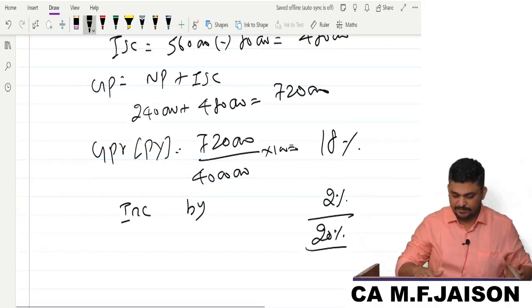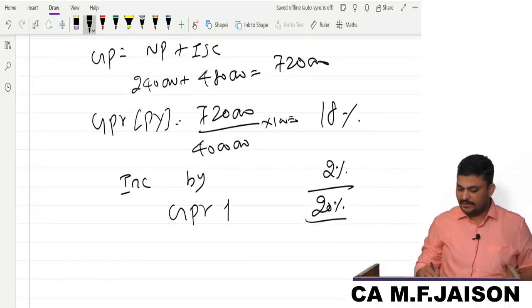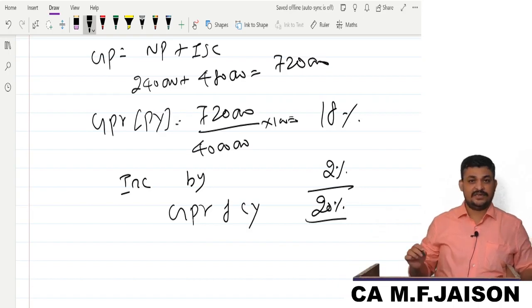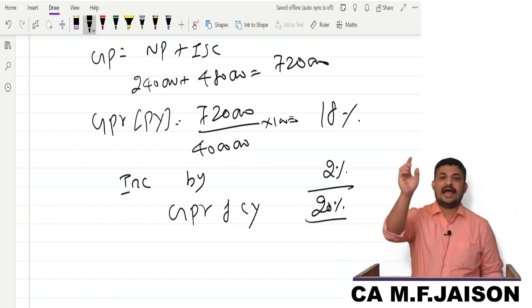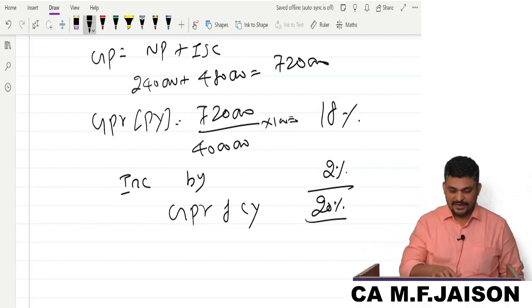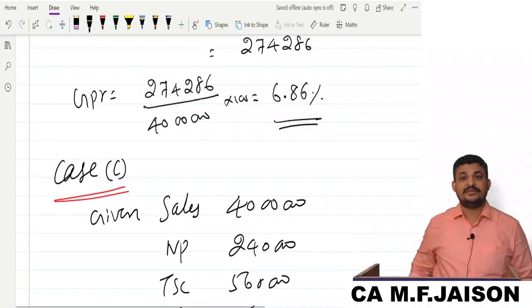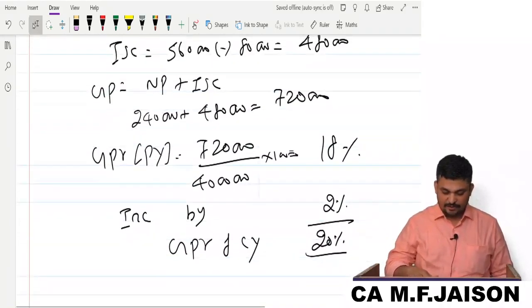So coming back to this, my dear friends, the GPR of the current year is 20%. You should not take 2% of 18. Any rate increase is always a rate directly added to that particular base rate, right? So that is how you should understand. We have taken case C also. We have completed case C. Proceeding to case D now.